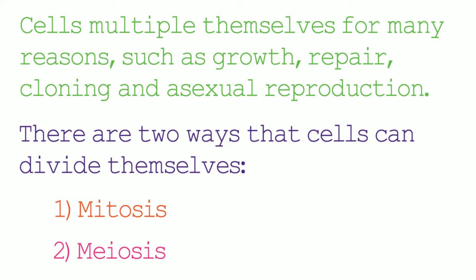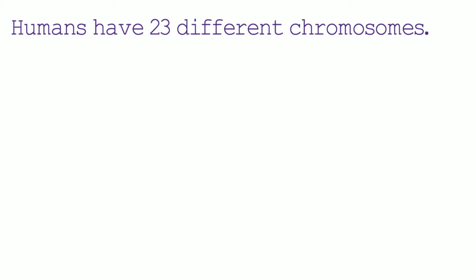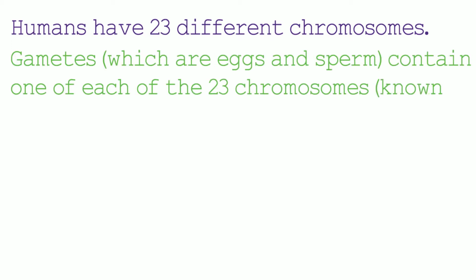A good example for mitosis is the copying of a fertilized egg. A fertilized egg is known as a zygote. Let's have a look at human cells in more detail. Humans have 23 different chromosomes. Gametes contain one of each of the 23 chromosomes. They're known as haploid cells, and examples are eggs and sperm.